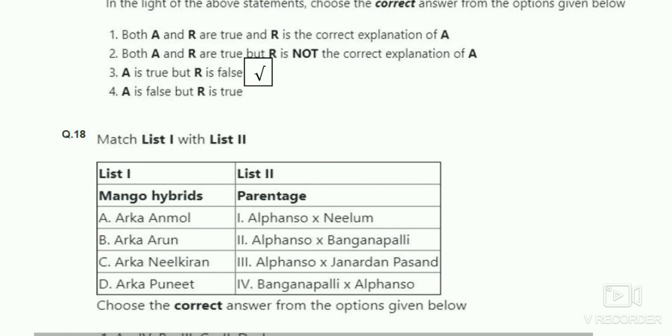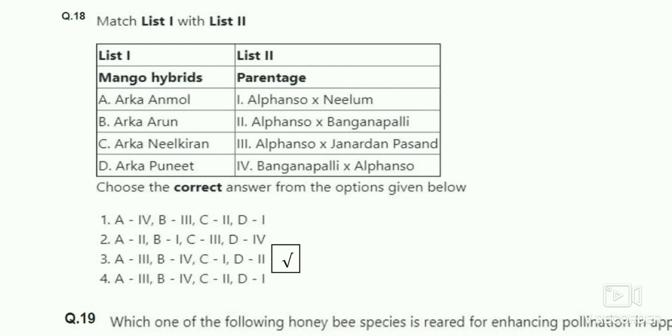Question number 18. It's very simple. Different hybrids are given. Arka Mol is Alphonso and Janardhan Pasand. Then Arka Arun, Banganapalli and Alphonso. Then Arka Neelkiran is Alphonso and Neelum. And Arka Puneet is Alphonso and Banganapalli.